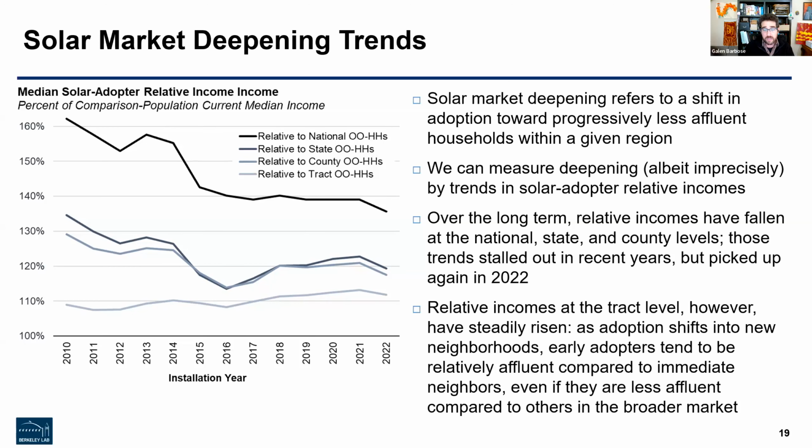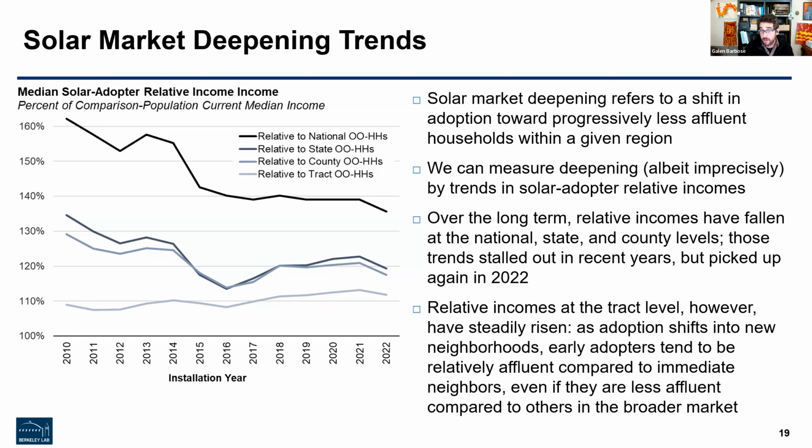Our relative income metric that I described earlier provides a somewhat imprecise way of doing that. You can see here that the relative income, depending on how you define it and at what scale you're comparing adopters against the comparison population, that trend can show different things. Certainly when we're comparing to national households, you can see a steady decline, although with a bit of a flattening in recent years.